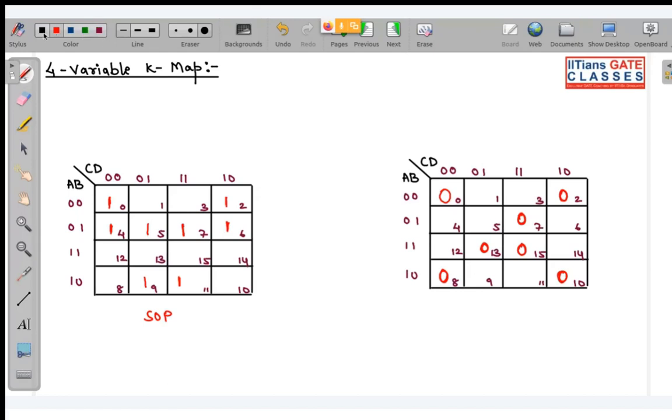Now we have learned that concept. So how many times am I going to repeat? SOP and POS for the same Boolean expression are the same thing, okay? So tell me what will be the SOP for this 4 variable K map and for this one.